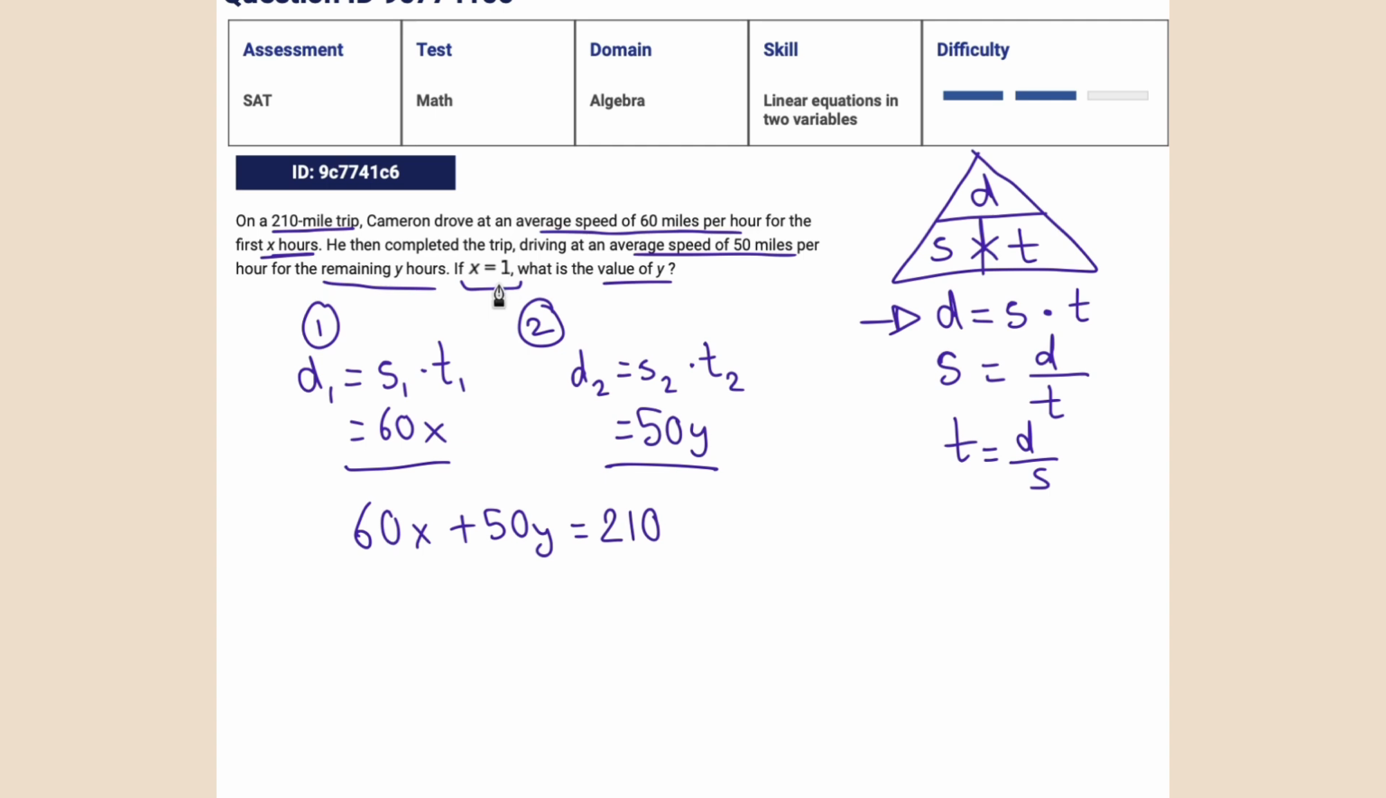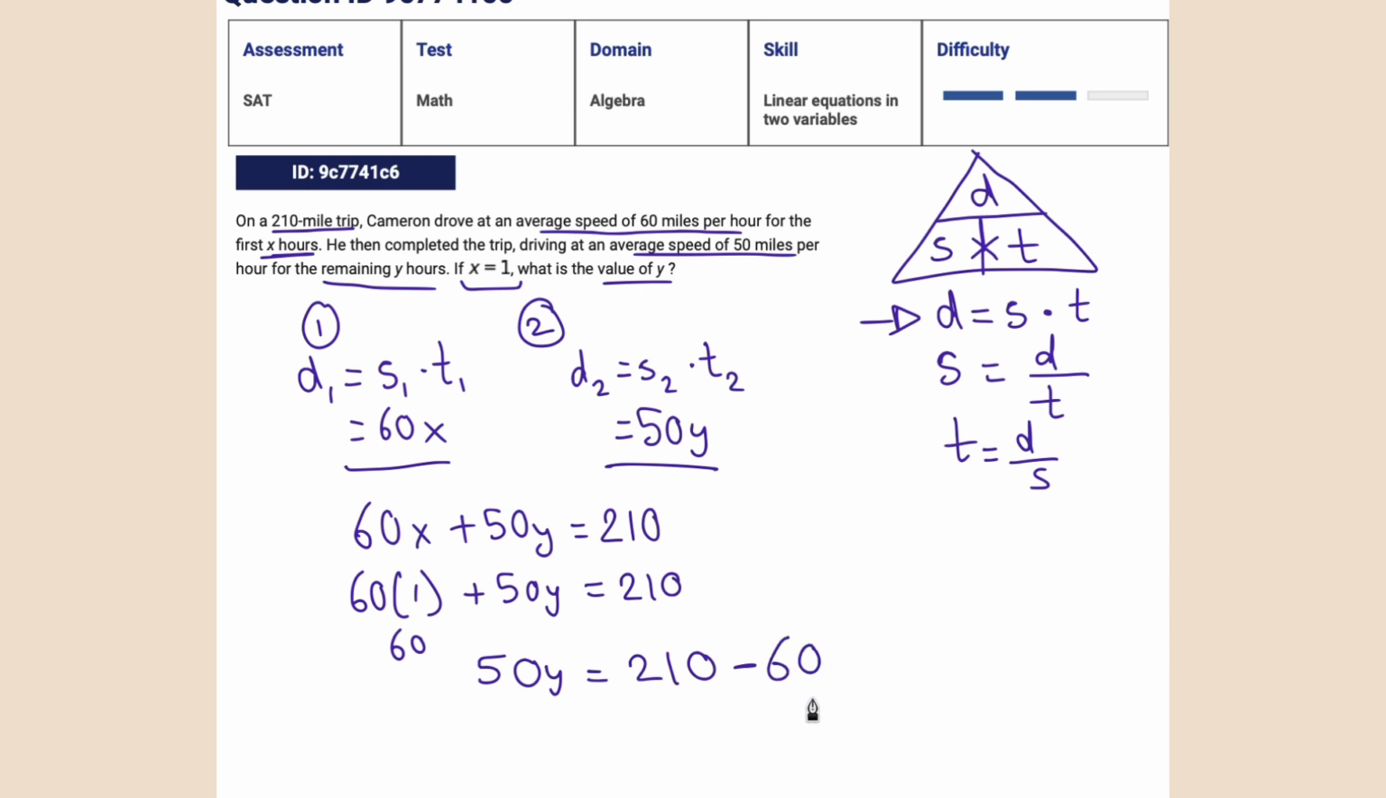Okay, so we have x equals 1, so let's substitute that now. 60 plus 50y equals 210. That is going to be 60 in general, right? So I'm going to go 50y equals 210 minus 60. 60 is a positive number here, so we're going to subtract it here.